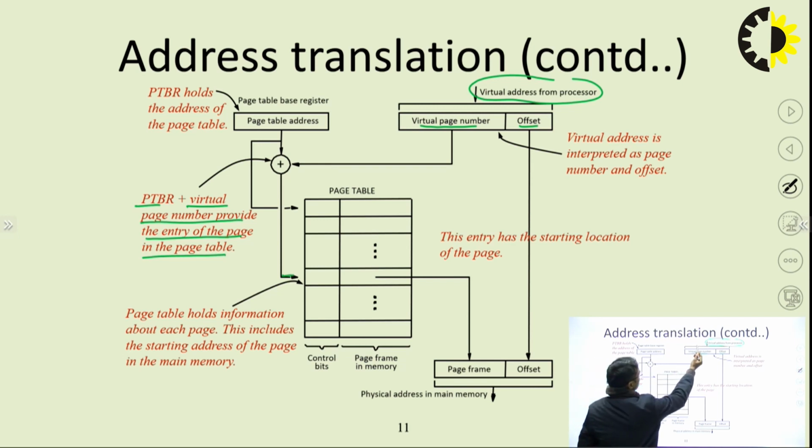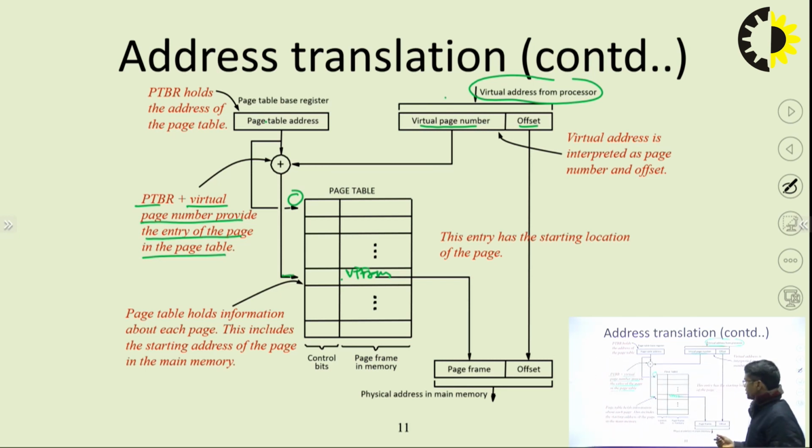So, this particular virtual address is available in a particular page frame, and it is entered in this particular page table, and that can be identified by adding the PTBR starting address to the virtual page number, and that will result in the page frame number. Now, this page frame number is concatenated with the offset that is directly taken from the virtual address, and this will give the physical address in the main memory.